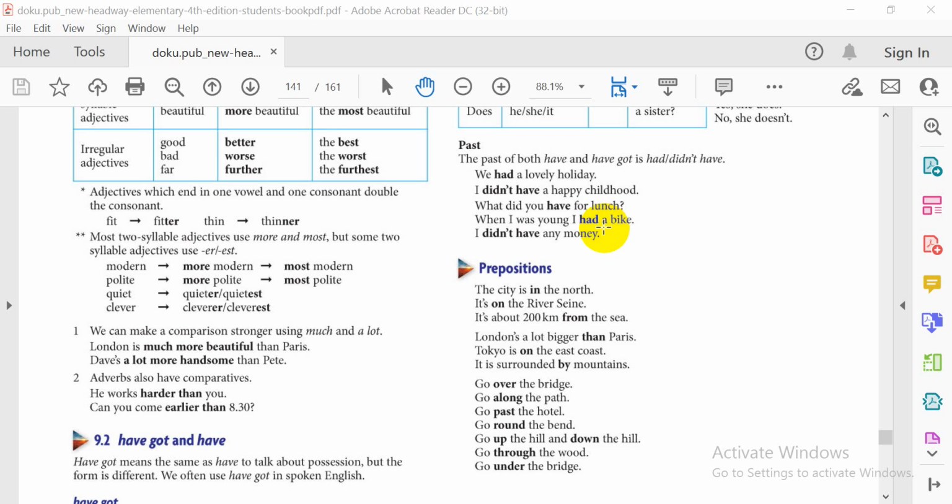Now talking about the past of have and have got. The past of have got and have is had and didn't have. This is the past of have and have got.